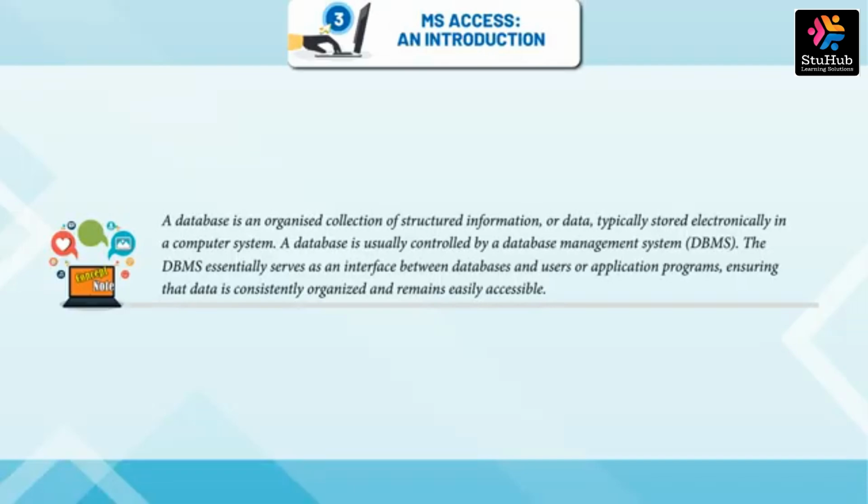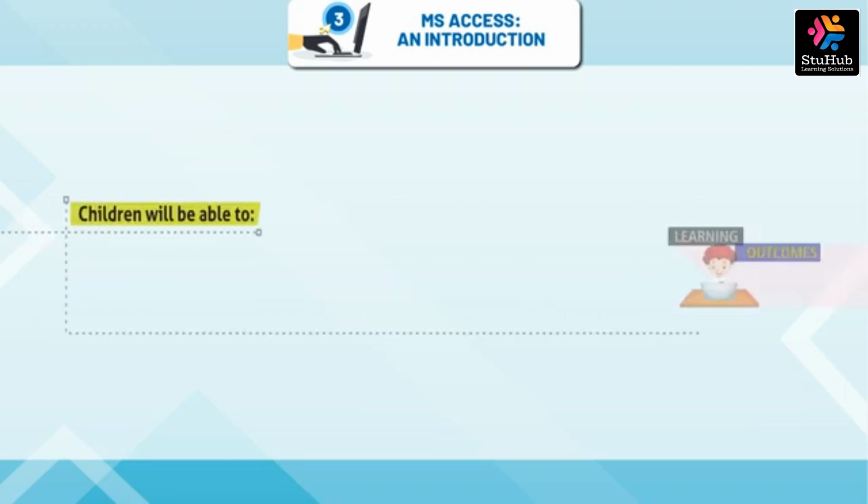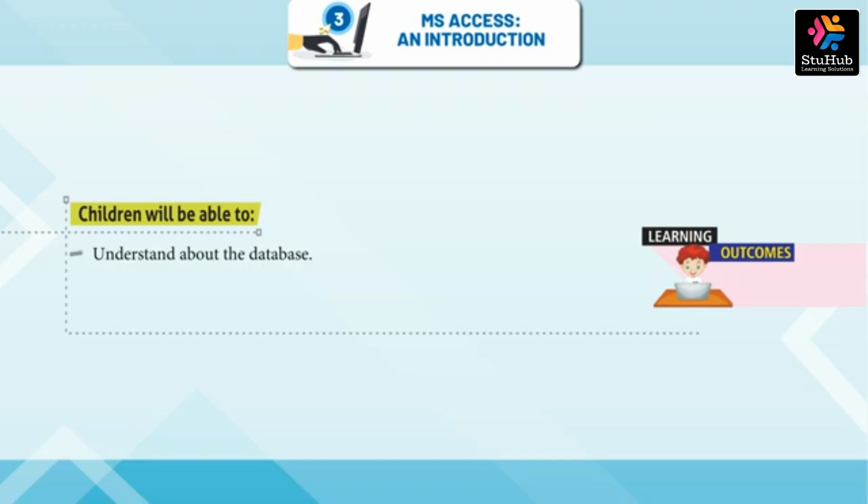Concept Note: a database is an organized collection of structured information or data typically stored electronically in a computer system. A database is usually controlled by a database management system or DBMS. The DBMS essentially serves as an interface between databases and users or application programs, ensuring that data is consistently organized and remains easily accessible.